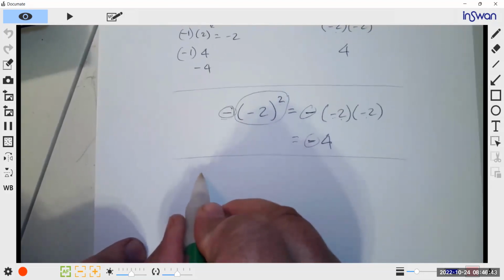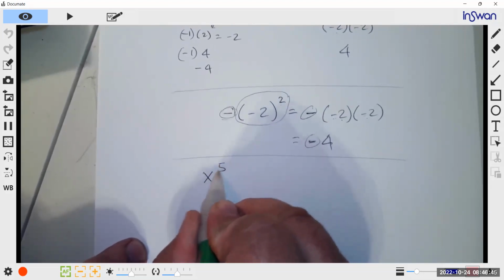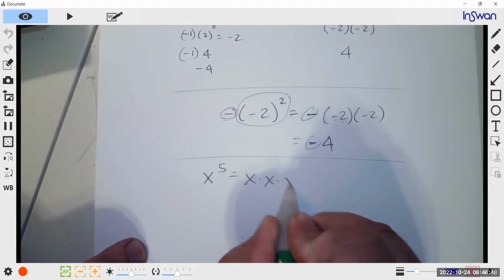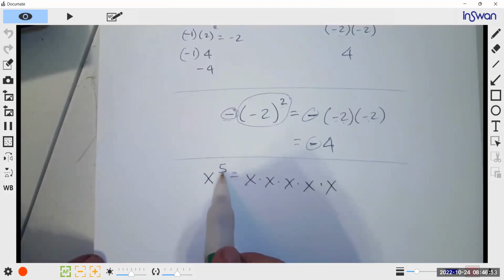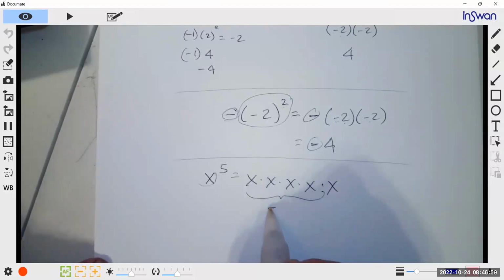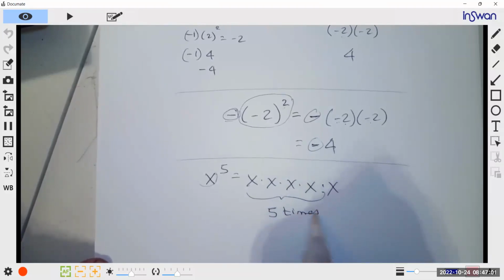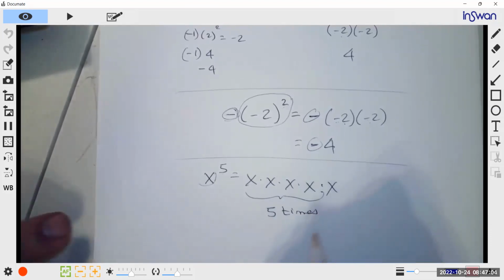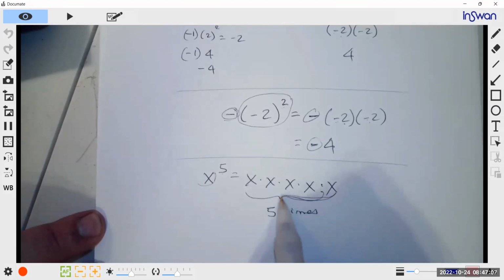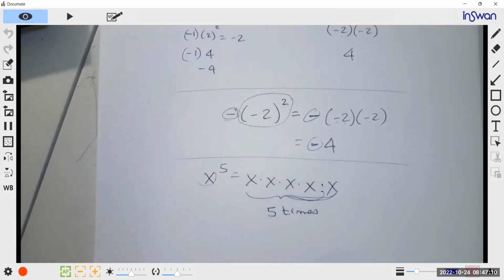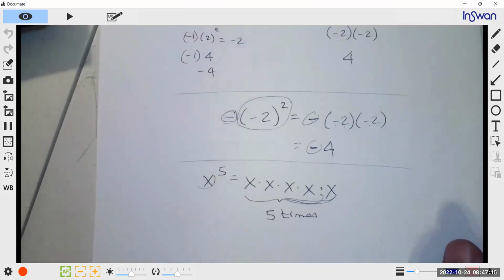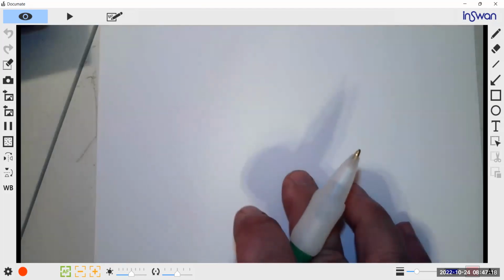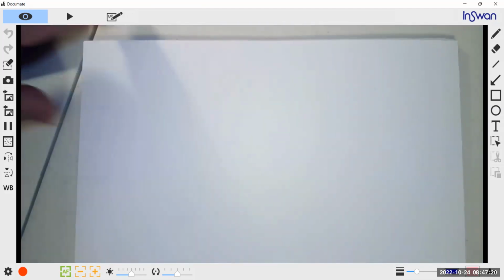So we know if I gave you x to the 5th, that would be x times x times x times x times x. The exponent tells me how many times the base is multiplied to itself. 5 times. So that's what that means. Let's look at the properties of exponents now.